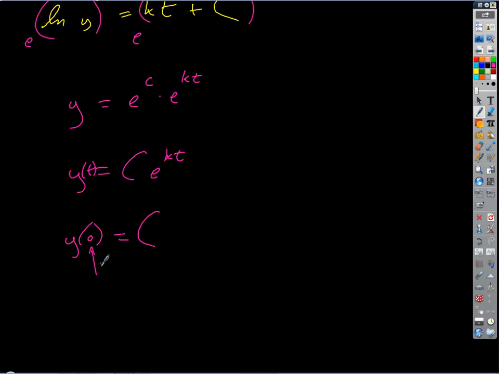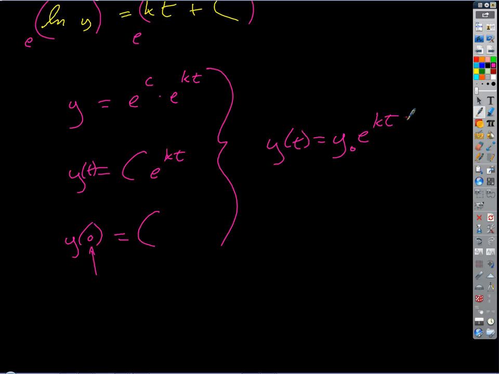I'm so confused. We said y is population, right? So you're saying the population's zero. No, I didn't say the population was 0. You said at time 0. So that's your starting population. It's our initial population. So C means something. C is the initial population, right? So look what this gives us then. We end up with y of t equals y naught times e to the kt.